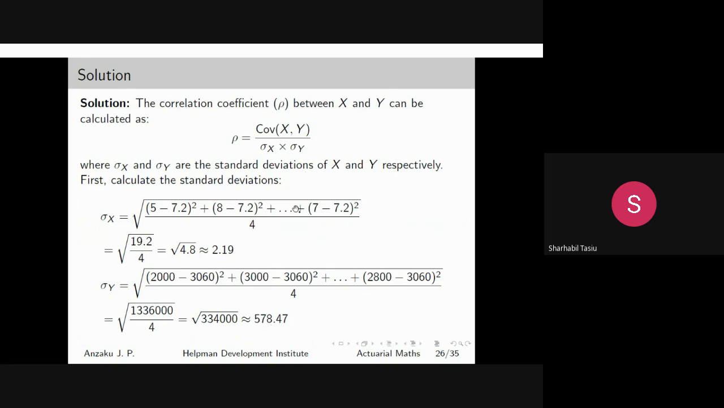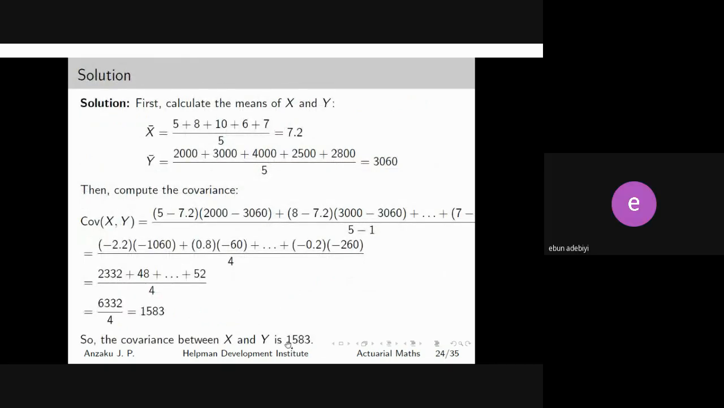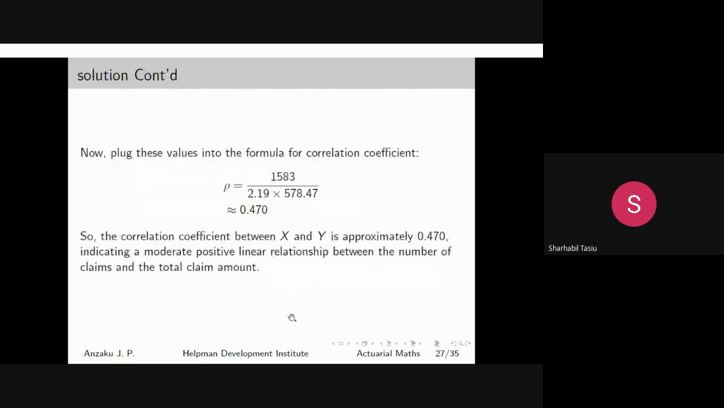So let's put it back into the formula since we already have the covariance. We'll find the correlation and then make our interpretation. Remember we got the covariance as 1,583, so we put 1,583 over 2.19 times 578.47. Now fixing it, we have this value: 0.470.